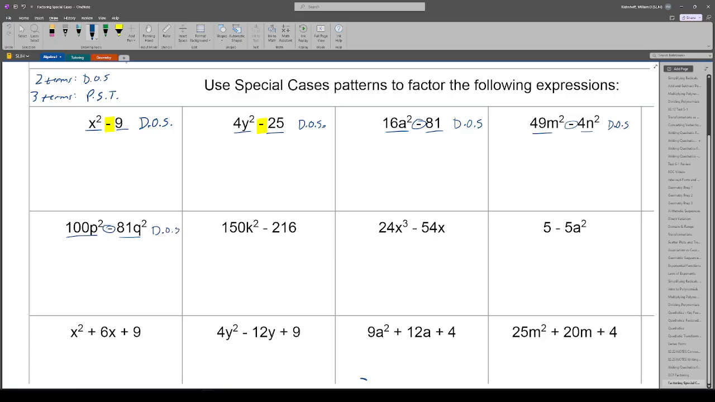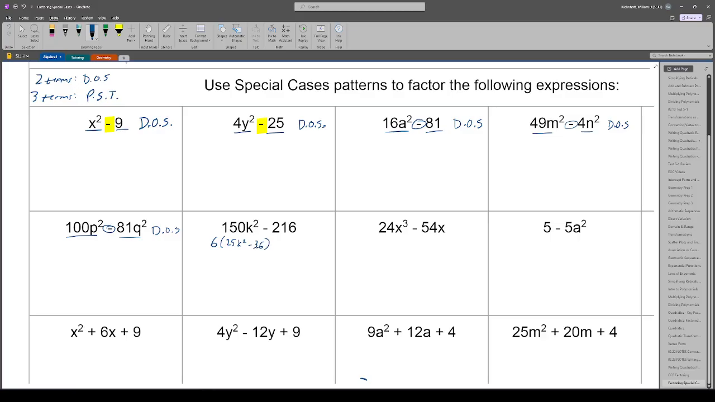This one is 150 and 216. Let's see. Those have a GCF for sure because they're both even. So let's see. I think I can divide 6 out of both of those. So then I'm left with 25k squared minus 36. Hey, that's good. Those are perfect squares.